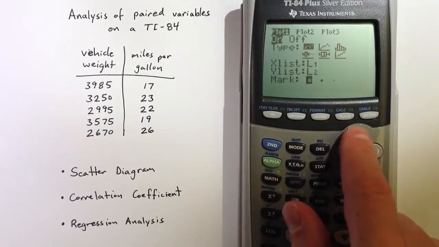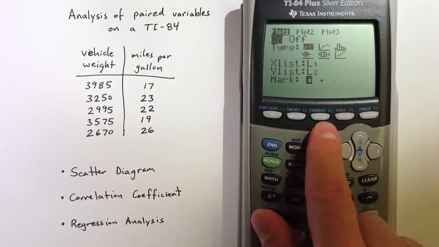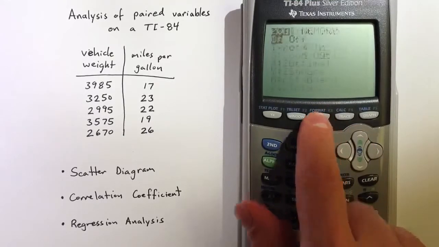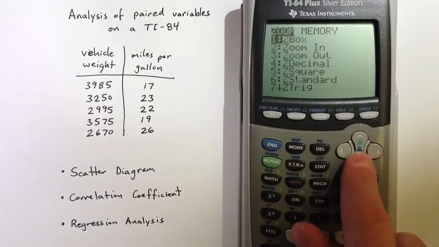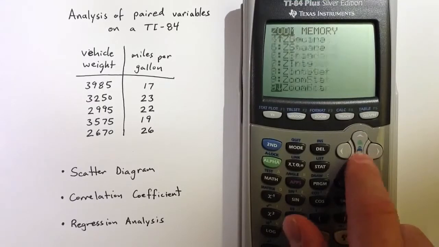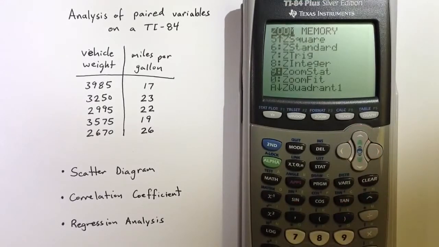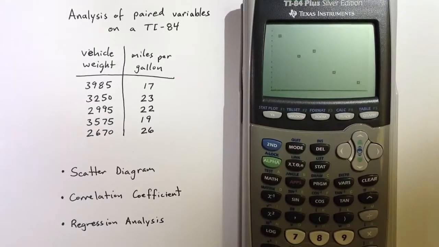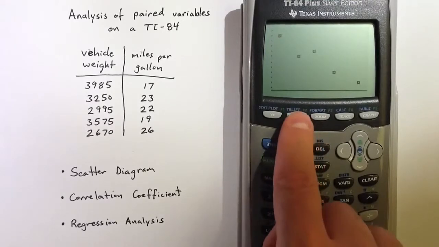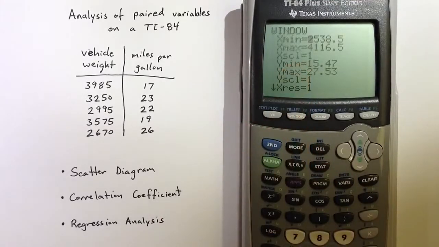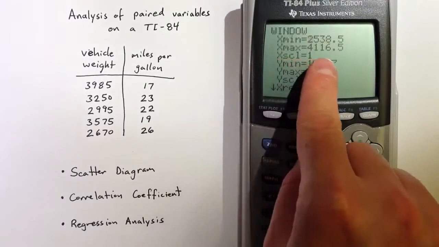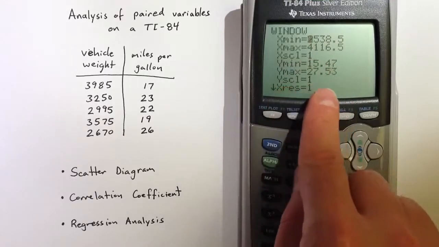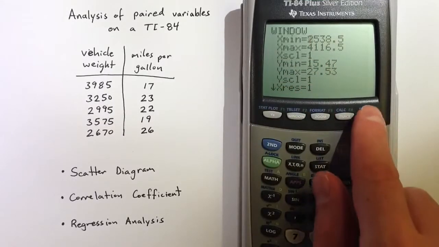To actually complete the process, I want to choose zoom and then option 9, which is the stat zoom. If you're not familiar with that, you can go down to it and hit enter, or I could just press the number 9. That'll set up the window so that it displays all 5 data points. It chooses minimum and maximum values so that it can display all the data points. Notice that the weight is on the x-axis and the miles per gallon is on the y-axis.